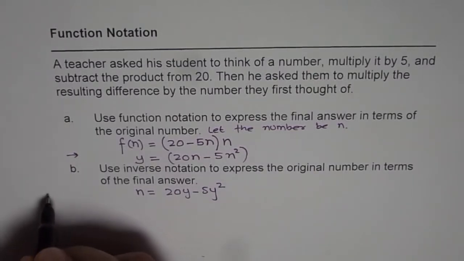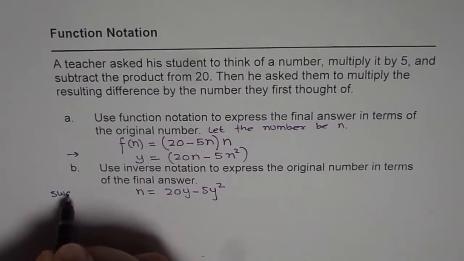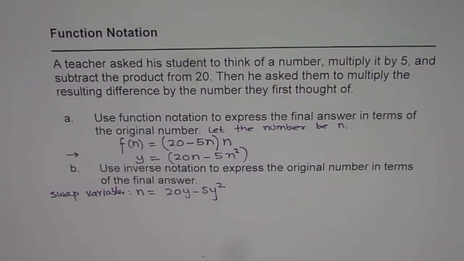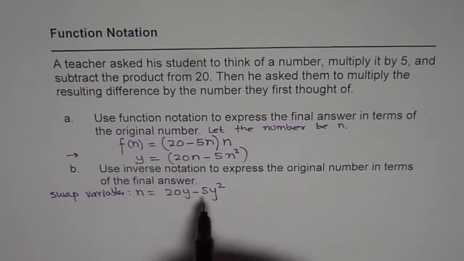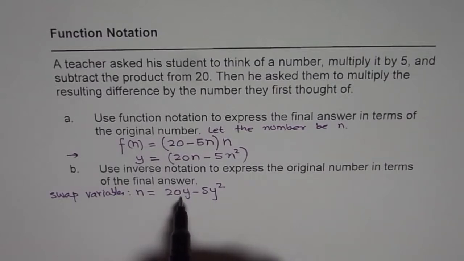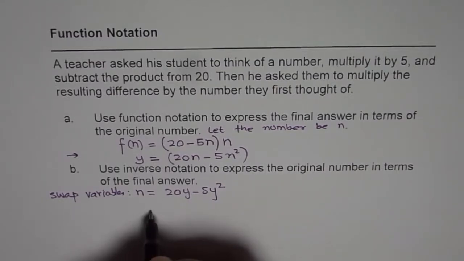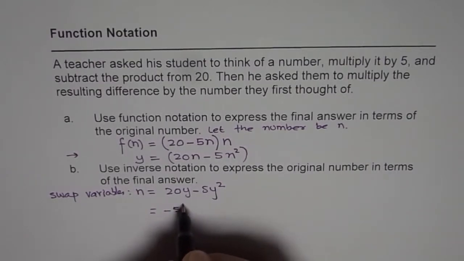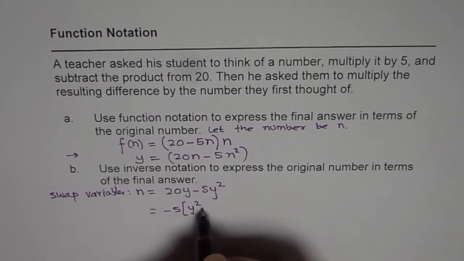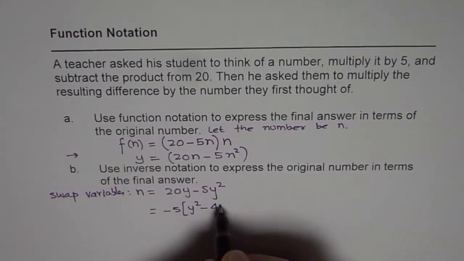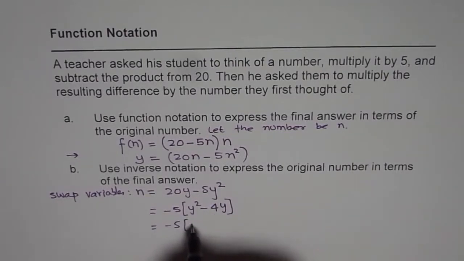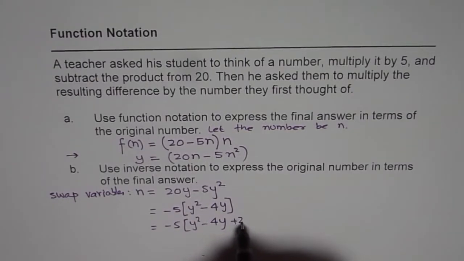So what we did here is, to find the inverse, we swap variables. That is how we got this step. Now, there are two terms with y's, so completing the square is the only way to isolate it. We will take minus 5 common, so we are left with y squared minus 4y. Now we can do half of minus 4. Half of 4 is 2, so we'll add and subtract 2 squared.